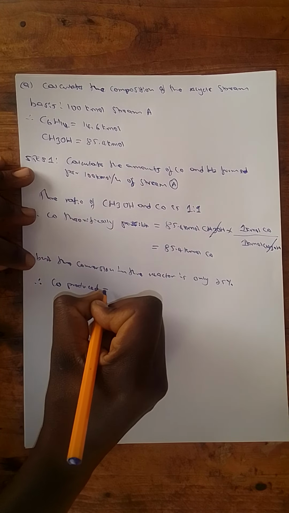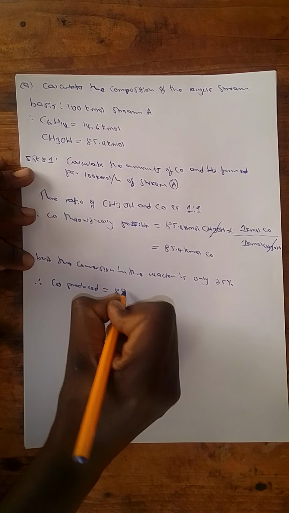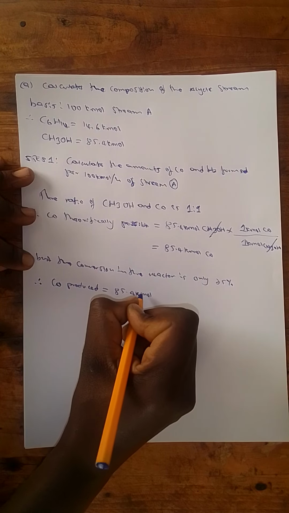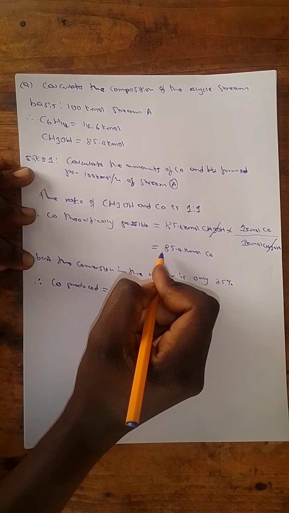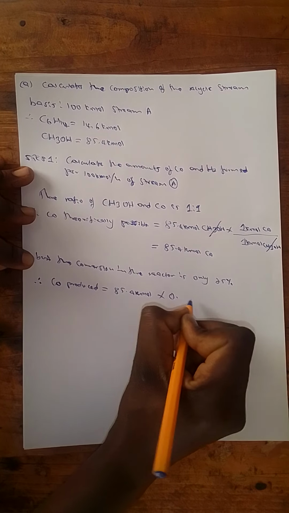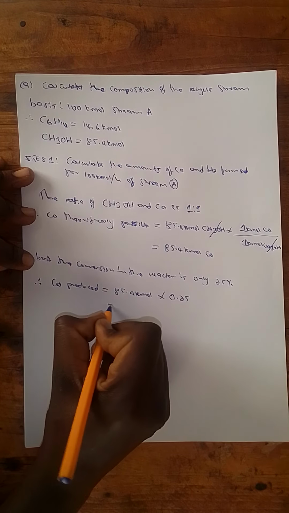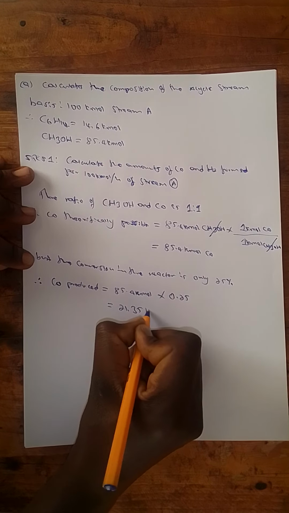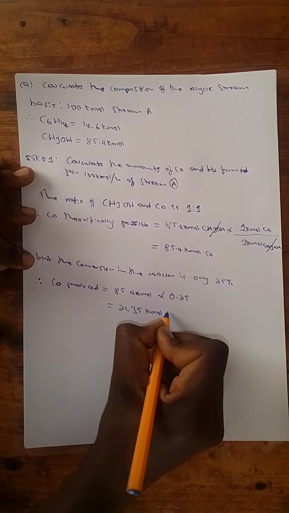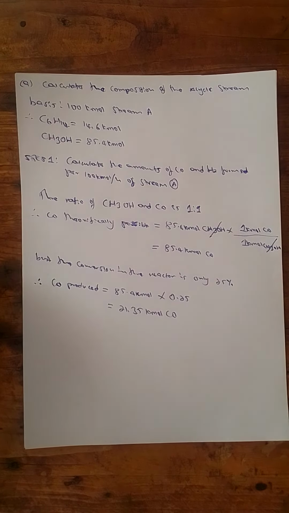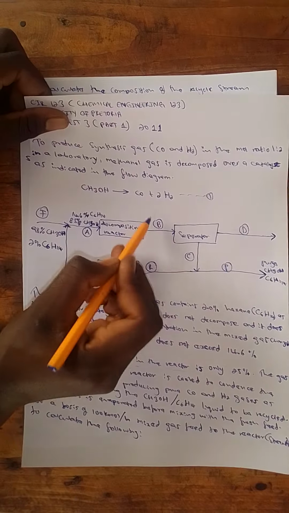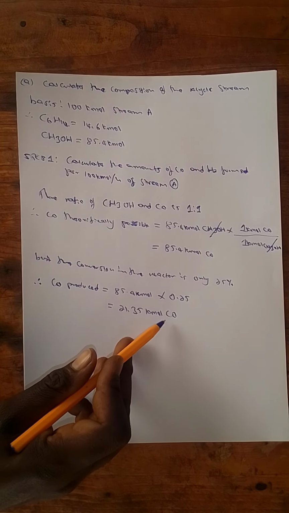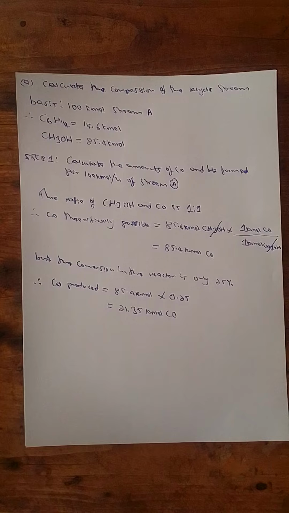CO produced is equal to 85.4 kilomole, which is the theoretically possible amount, multiplied by 25%, which is 0.25. And if you use your calculator, it gives you 21.35 kilomole CO. So now we know that in our stream B, we actually have 21.35 kilomole of CO, among other gases, right?